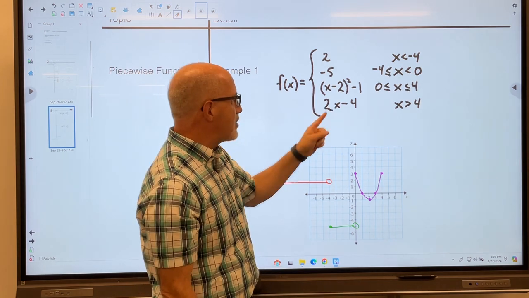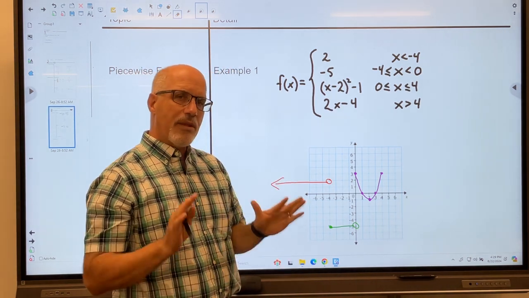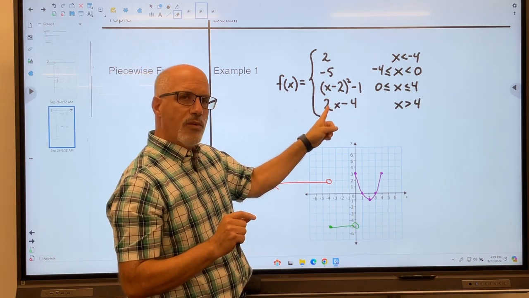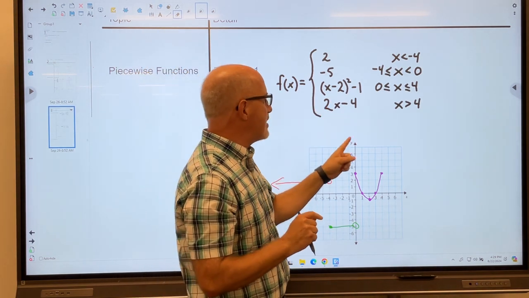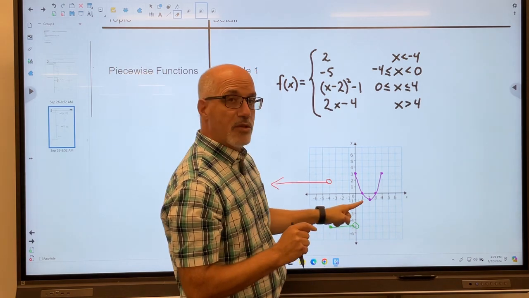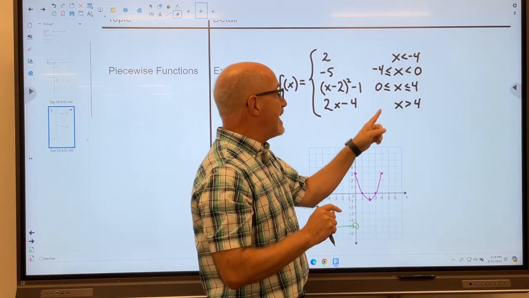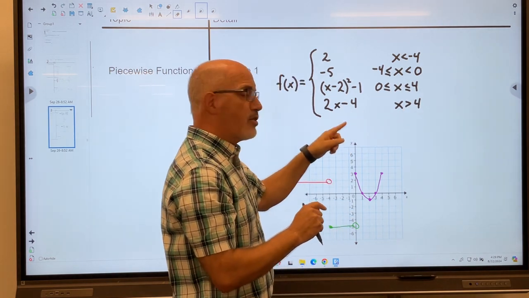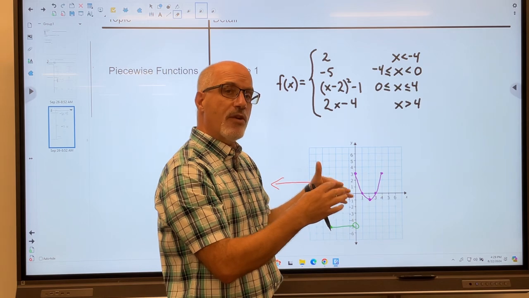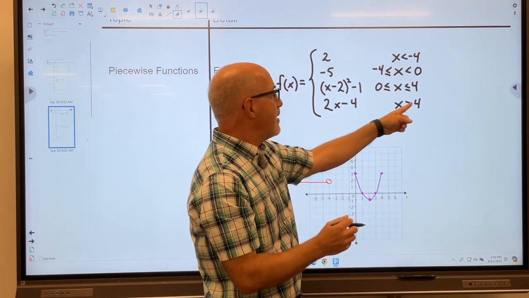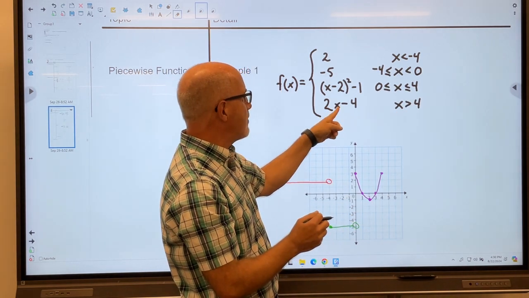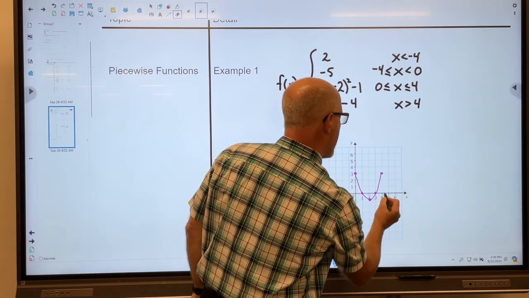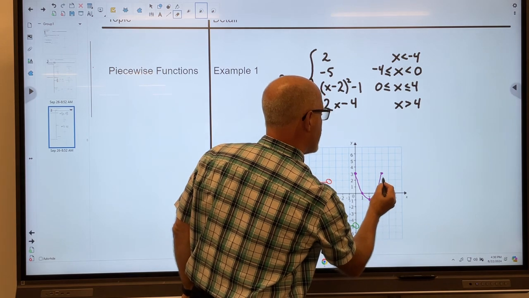Now let's do this last one here. A good hint, especially for these lines: if you want to do a line, instead of starting at negative 4 and going up 2 over 1 and up 2 over 1, instead start the point at that 4. I'm going to put 4 into it. So wherever the domain lists it for you, put those values in to start it. So I'm going to put 4 in. 2 times 4 is 8. 8 minus 4 is 4. So I'm going to start at 4, comma 4. So 1, 2, 3, 4.